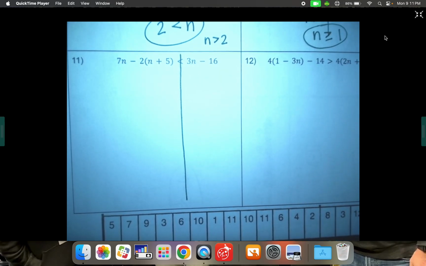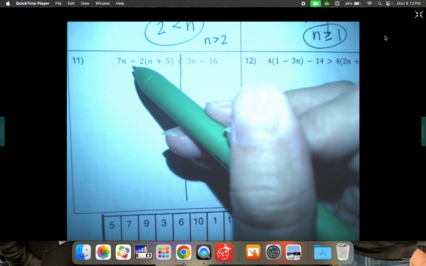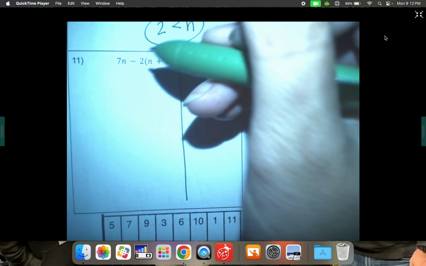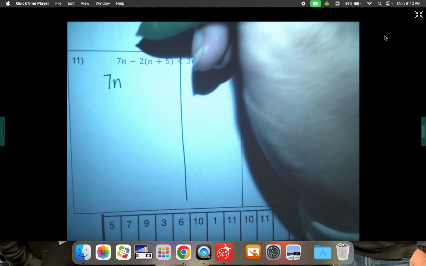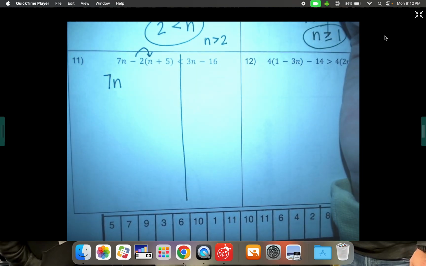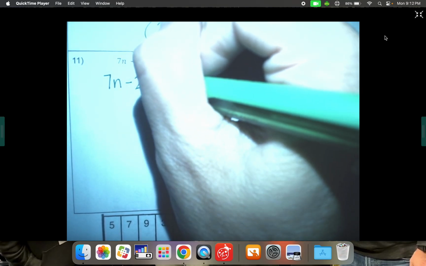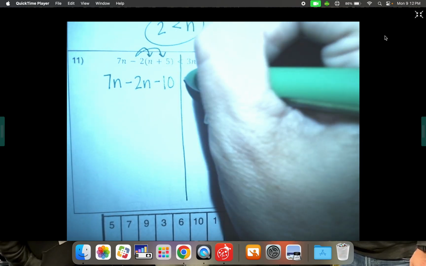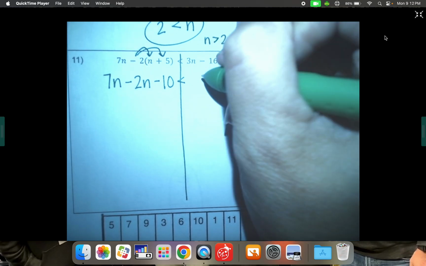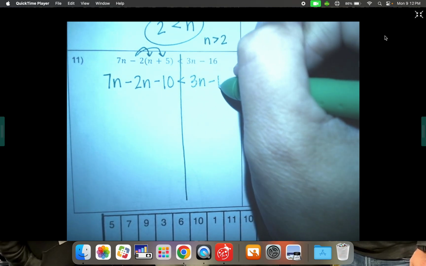Don't you worry. On the left, the negative 2 is getting distributed. So I'm going to just bring 7n down, not do anything with that. And I'm going to distribute the negative 2. So negative 2 times n, just squish it together, is negative 2n. Negative 2 times 5 is negative 10. So it's going to look like minus 10. Bring down your symbol. I'm going to bring just all of this down.